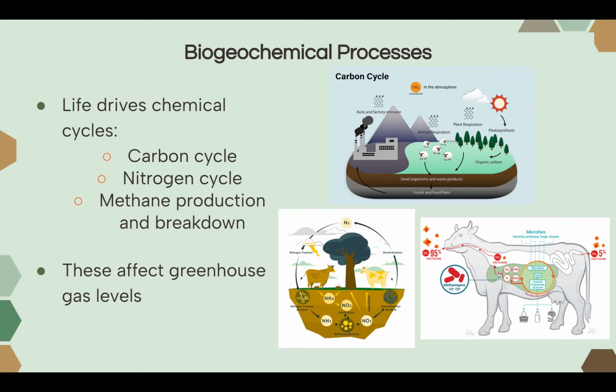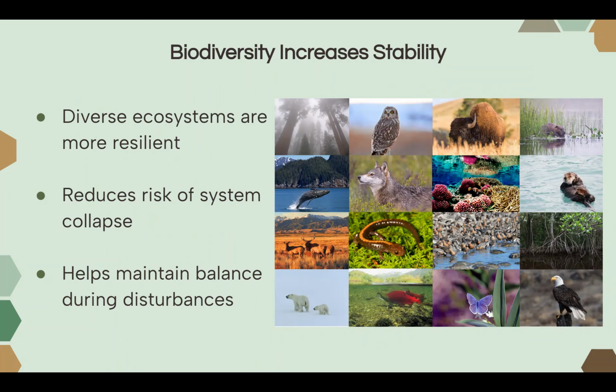And all of these interactions can affect the greenhouse gas levels in the atmosphere. And this is why biodiversity is so important, because it increases the stability of Earth. Biodiversity means that there's diversity in the types of plants and animals or organisms that exist on Earth.